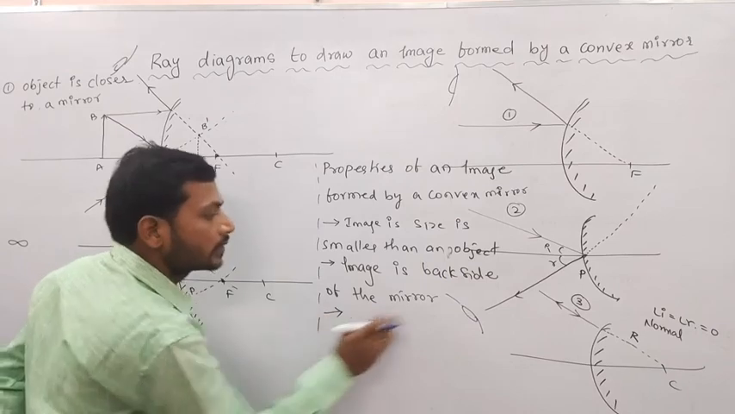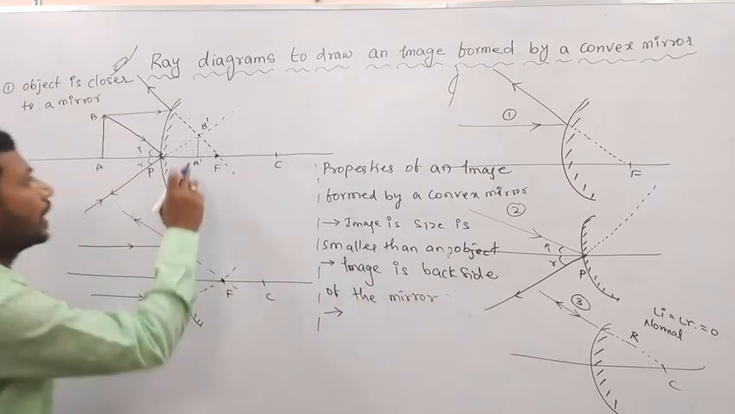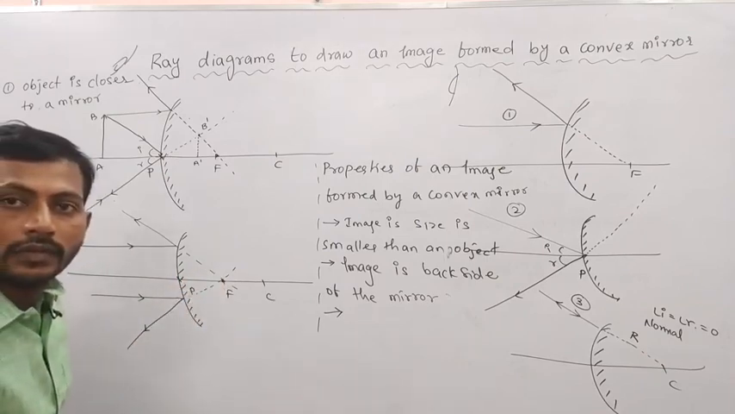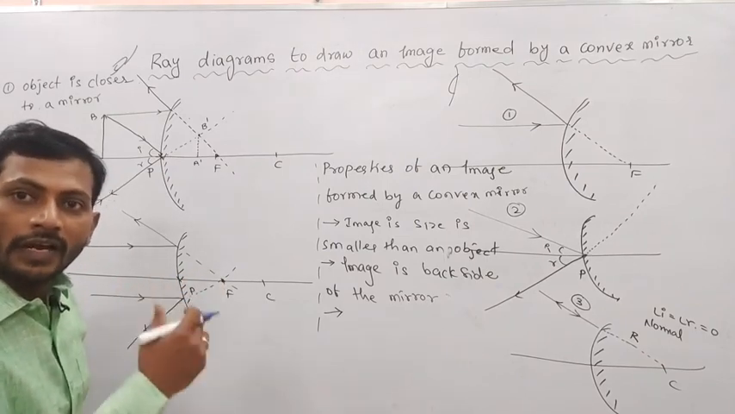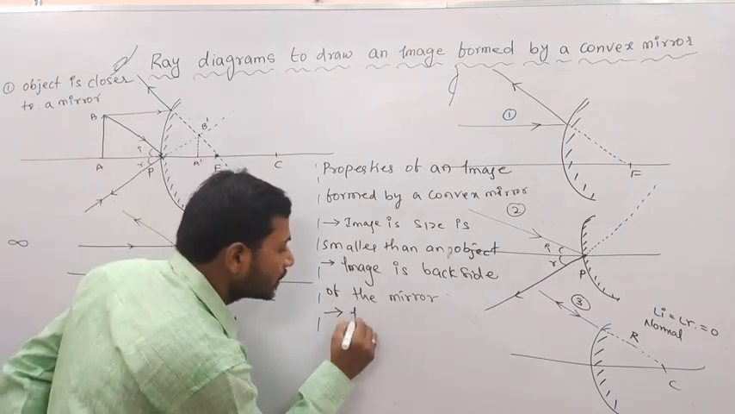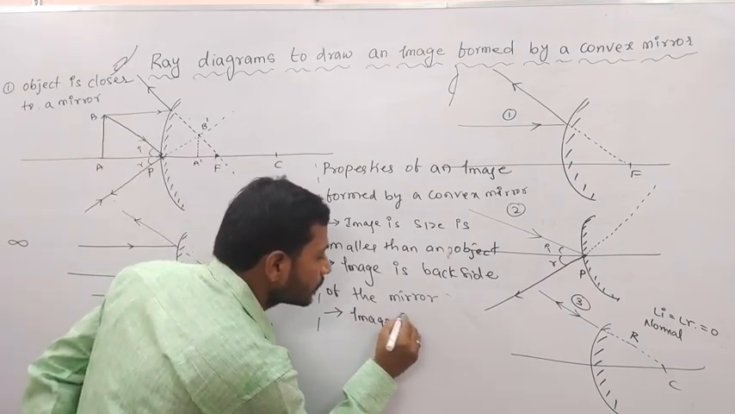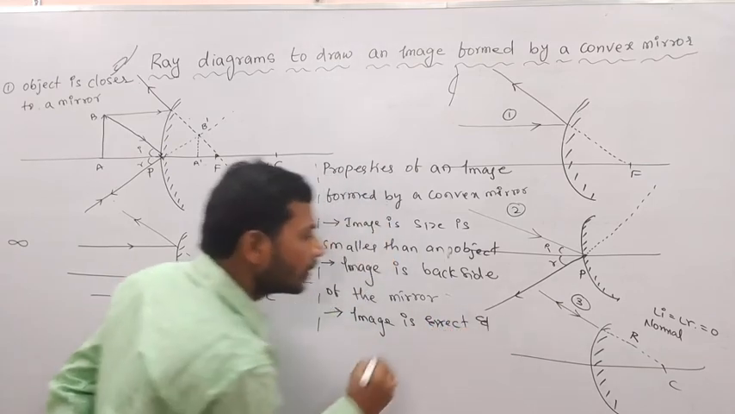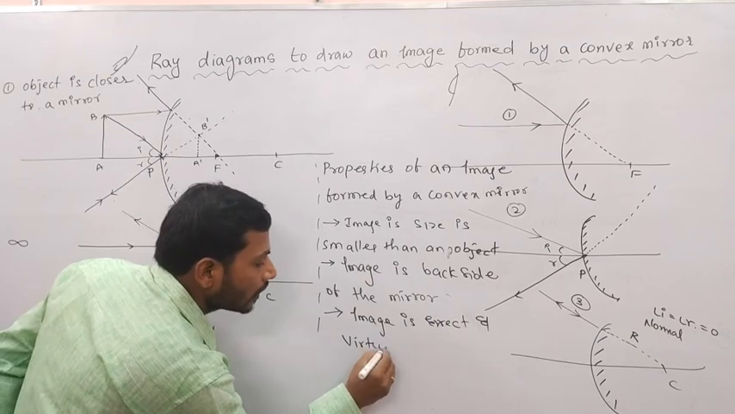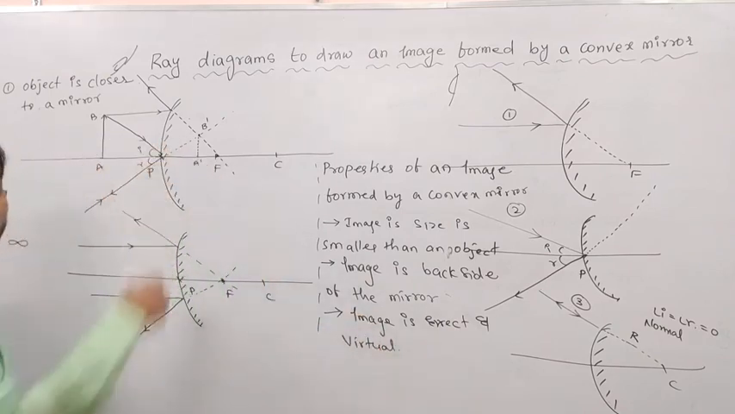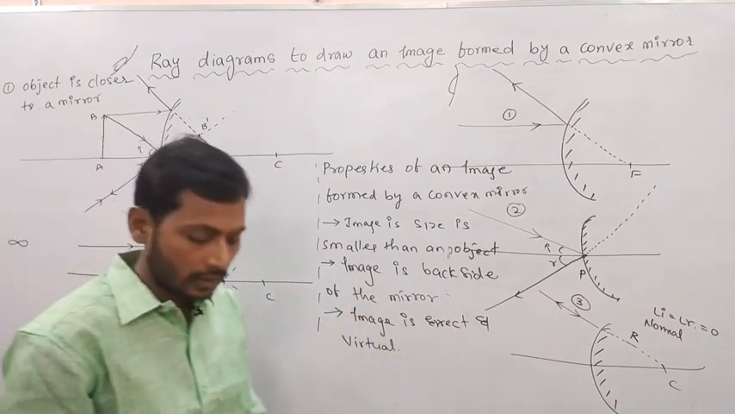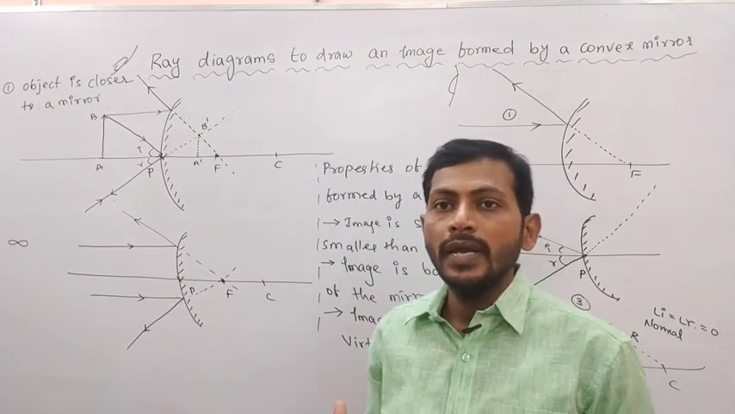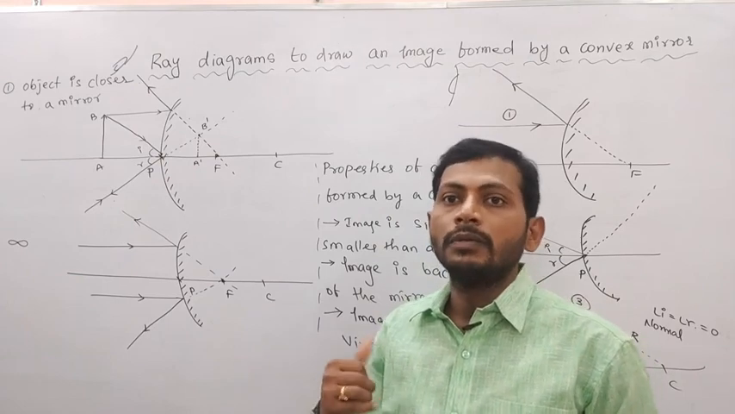And the next one is whether the image is erect or inverted. It is standing, so I am going to write image is erect and virtual, because the image is a dotted diagram. Actually there is no real image; it is due to virtual rays. This is the image formed by convex mirrors.